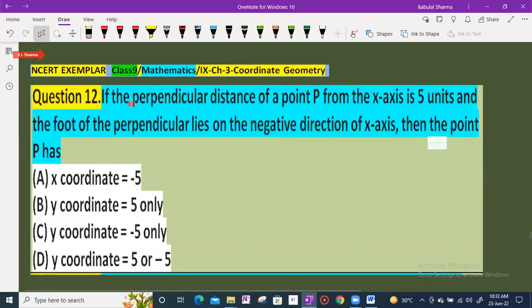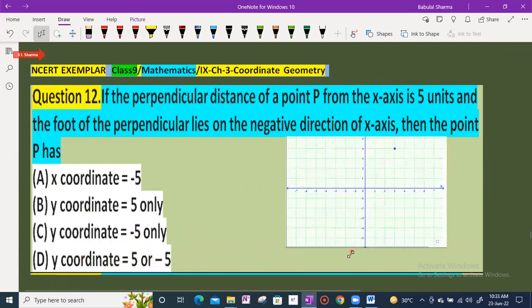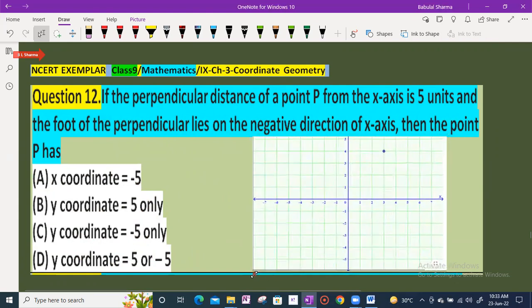Next question. Number is on your screen now. If the perpendicular distance of a point P from the x-axis is 5 units and the foot of the perpendicular lies on the negative direction of x-axis, then the point P has x coordinate -5, y coordinate 5, y coordinate -5 only, or y coordinate 5 or -5. Here we can say that this is our graph paper.